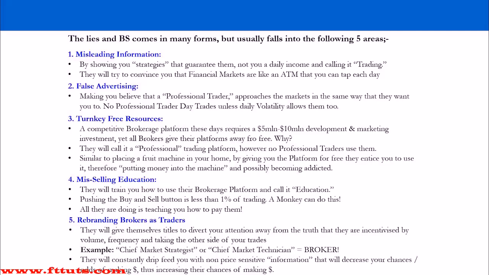The next thing is mis-selling of education. They'll train you basically how to use the trading platform. So if you've ever been to a broker seminar or gone into a broker's office or even gone onto their website and watched videos and downloaded the platform, what you'll see is that they'll teach you how to use the platform and they'll brand it as education. So they're going to teach you how to buy and sell on their platform and call it education. So trying to give you the impression that you're learning how to trade.